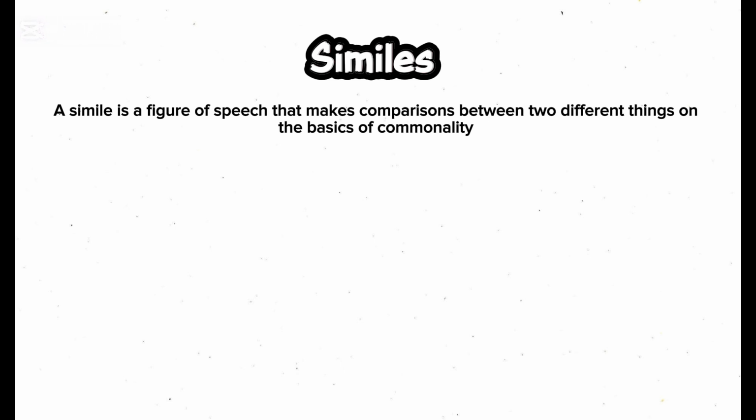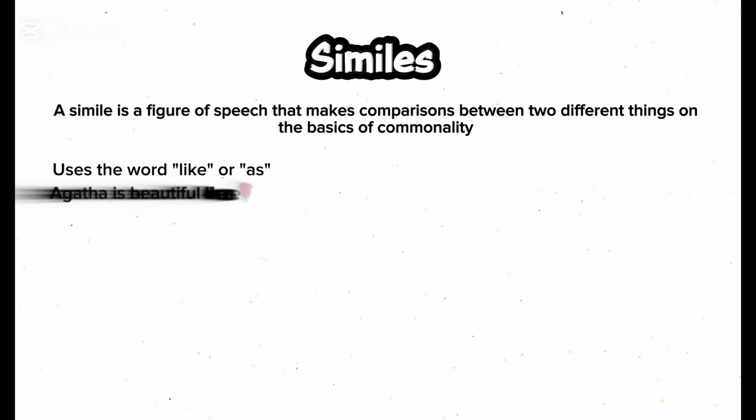When we use a simile, we use the word like or as. For example, Agatha is beautiful like a rose. So we make a comparison between Agatha and a rose. What is common between them is the beauty. A rose is also beautiful and Agatha is also beautiful. So we compare that Agatha's beauty is like a rose.